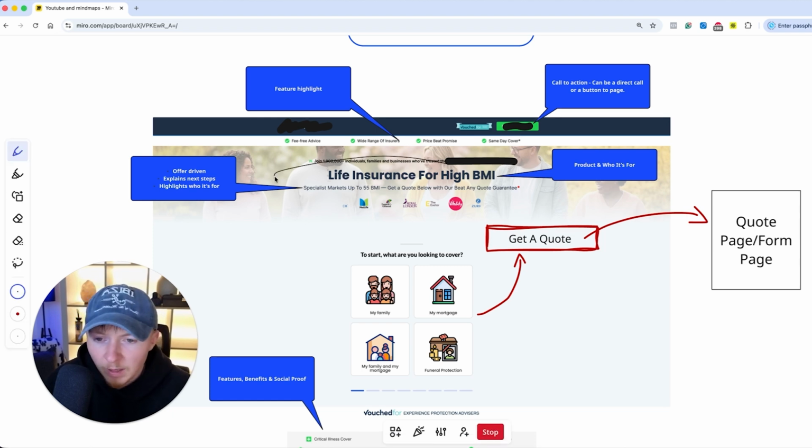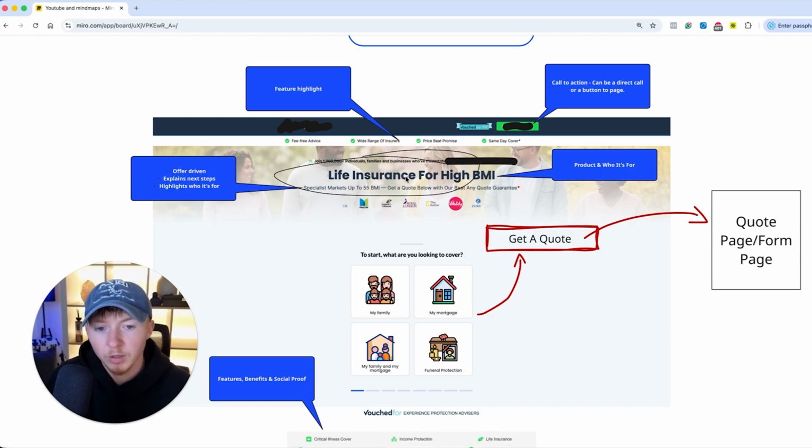Very important that early on, you want to display exactly what this product is and who this is for, okay? So if it's unoccupied home insurance, the headline should be unoccupied home insurance. If it's insurance for landlords, it should say insurance for landlords. What this headline shouldn't be is trying to resonate with your customers and not allowing them to know exactly what this is. So for example, this one here is life insurance for high BMI.